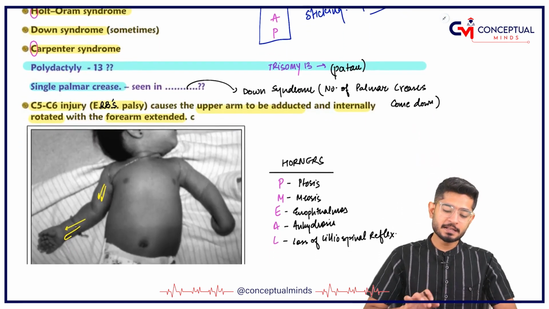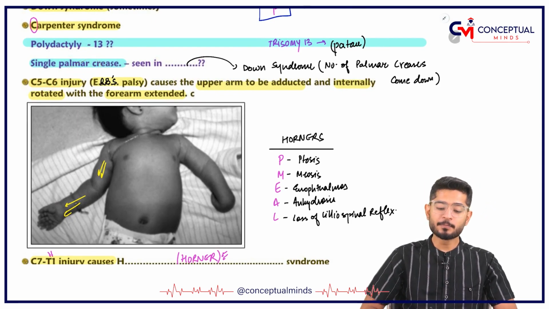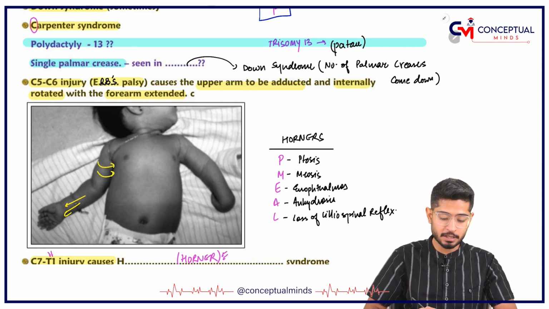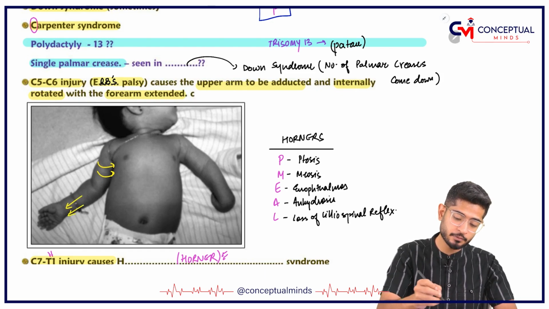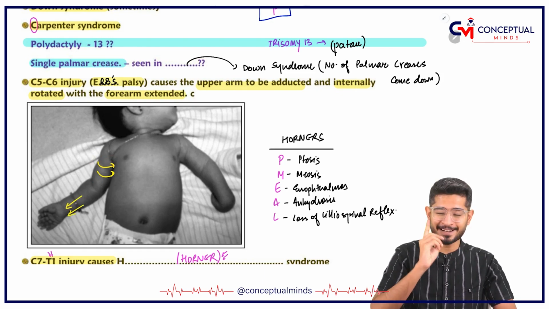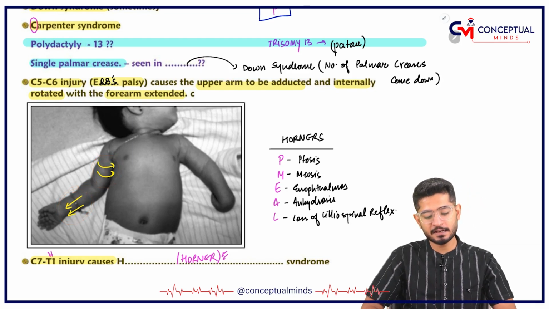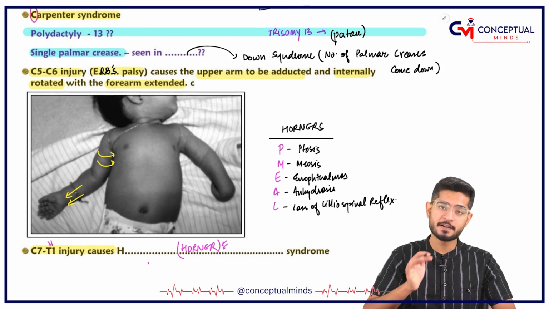Next important part is the Erb's palsy. So Erb's palsy is a C5-C6 root value injury that causes the upper arm to be in adduction and internal rotation with the forearm extended. Very easy to remember: adducted, internally rotated upper arm, and the forearm is extended. This is Erb's palsy. That was C5-C6.